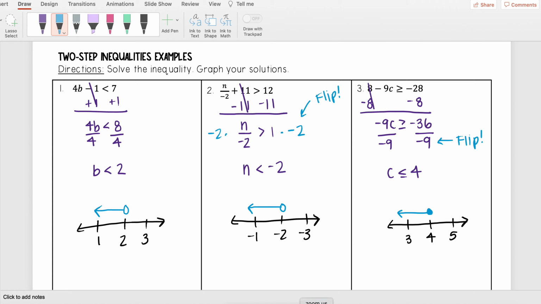So for this last problem, you should have gotten c is less than or equal to 4. My first step was to subtract 8 from both sides, and I got negative 9c is greater than or equal to negative 36. And then to get c by itself, I need to divide by negative 9. And since I was dividing by a negative number, I needed to flip my inequality so that I get c is less than or equal to 4.